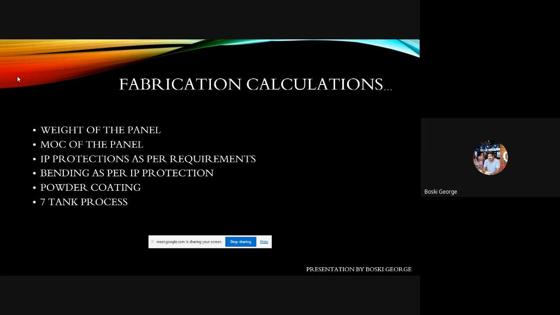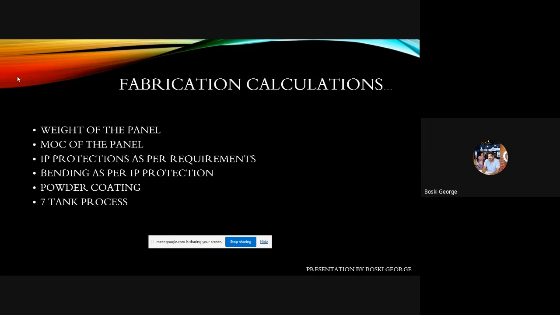And as per the application, if we manufacture a particular panel for the food industry or pharma industry, then we will go for stainless steel SS panels. Otherwise, most of the panels will have MS as the MOC, and the material will be CRCA sheets. And the IP protection is as per the requirement. If the panel is mounted outdoors, then you have to go for IP protections like IP55 or 65. If the panel is indoor, mounted in the panel room, then the protection will be IP42, for example. Then what will be the bending as per the IP protection classes?